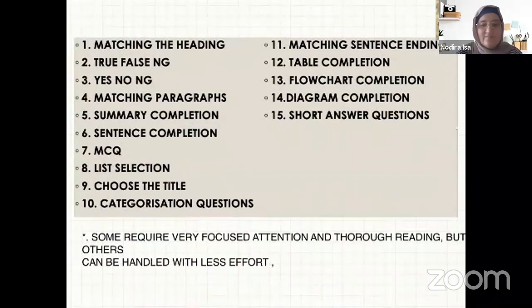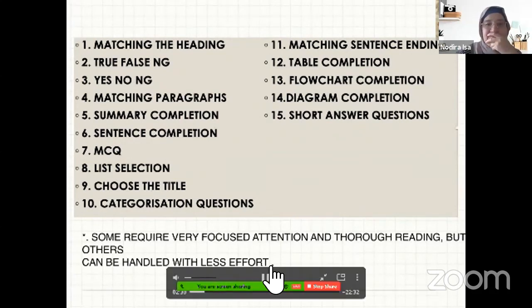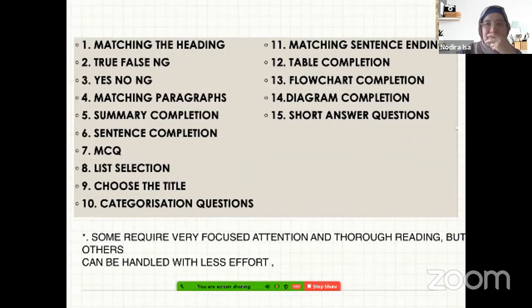So there are 15 types of questions in the IELTS reading. So these are those types. You can look at them quickly: matching the heading, true, false, matching the paragraph, summary completion, etc. And the funny thing is that while some people would find true, false, or yes, no extremely easy, for the vast majority, that can be really hard, and vice versa.